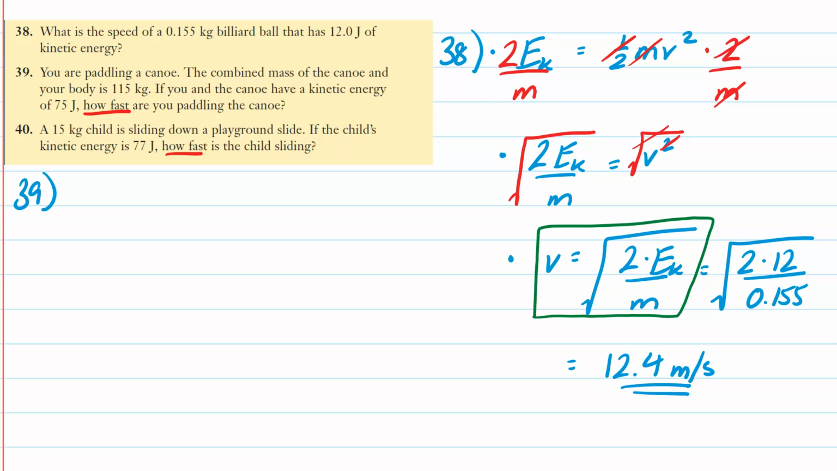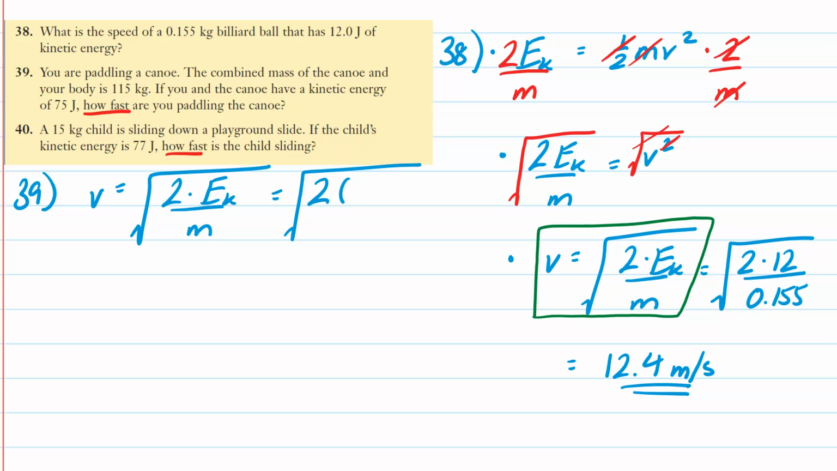So for 39, again, we're looking for speed and we have kinetic energy and mass. We came up with this equation, 2 times EK over m, and we'll just fill in the values. That's the square root of 2 times a kinetic energy of 75 joules divided by a mass of 115 kilograms. Our final answer in this case should only have 2 sig digs, because while the mass has 3 sig digs, the amount of energy only has 2 sig digs. Our final answer then should be 1.1 meters per second.